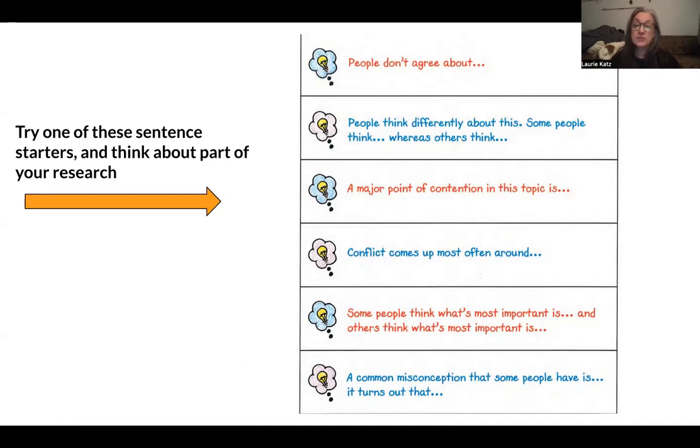Some people think what's most important is this, and others think this is most important. So it could be even within something where you're looking at pollution solutions.